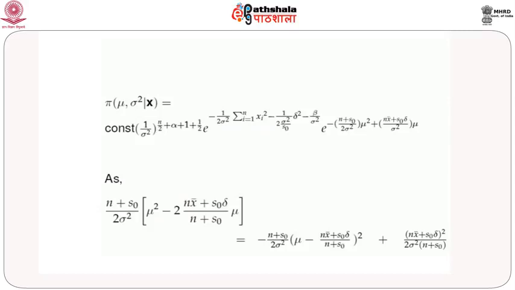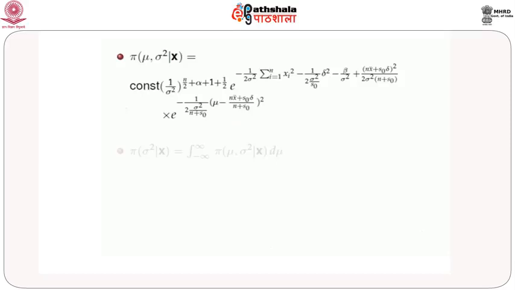We note from the exponent of the latter part that (n plus s naught) by 2 sigma square within brackets, mu square minus 2 times (n x bar plus s naught delta) over (n plus s naught) mu, can be written in the form of a square and some quantity, that is (n x bar plus s naught delta) whole square by 2 sigma square (n plus s naught). So, with this previous consideration, that is splitting up the terms corresponding to mu square and mu in the form of a square, we have that the posterior distribution of mu and sigma square given the data takes the following form.